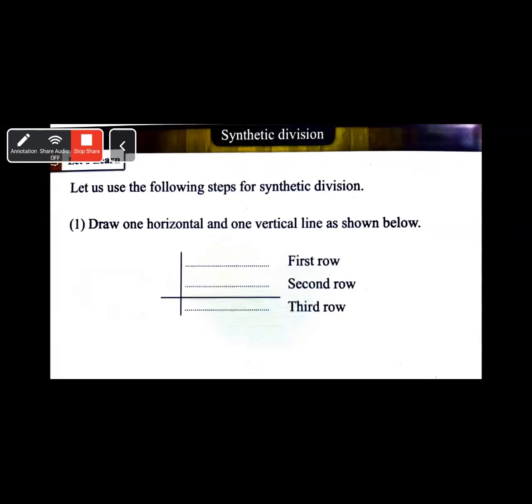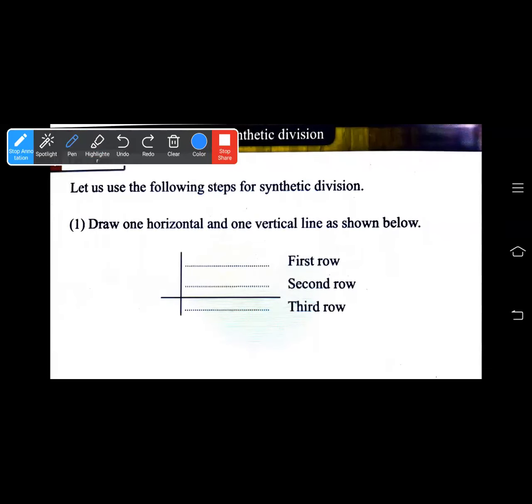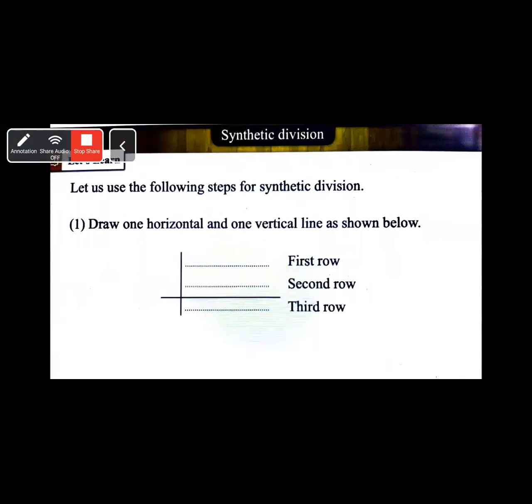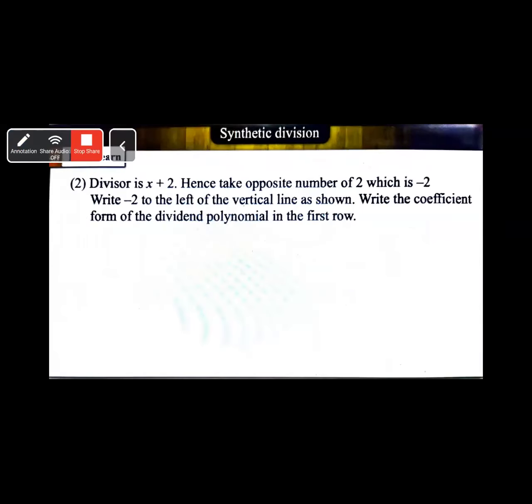First, you will have a first row, second row, and third row. You have to label it like this. This one is your first row, this one is your second row, and this one is your third row, and you have to put the numbers in it. Now the next step: the divisor is x plus 2. Then only we are doing the synthetic division method.